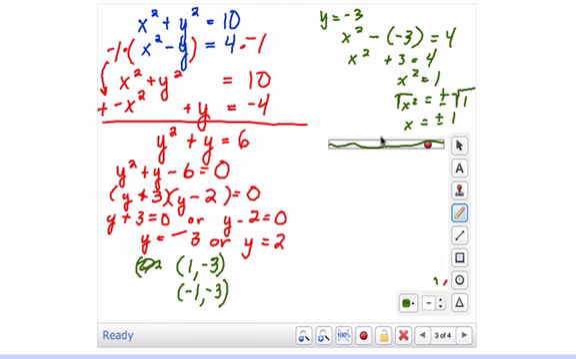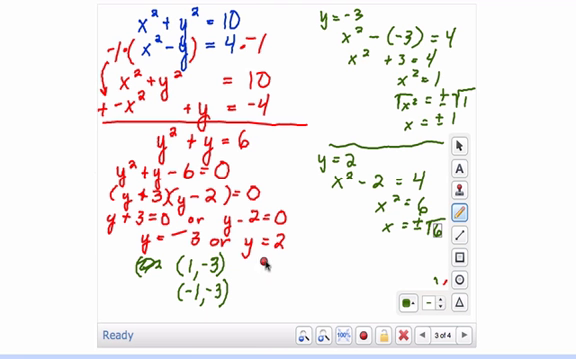But we also want to do the same thing for y equals 2. So we're going to plug that back into one of our original equations. I'm going to do the same one I did before. So x squared minus 2 equals 4. So we add 2 to both sides. x squared equals 6. Square root both sides, so we get x equals plus or minus the square root of 6. We cannot simplify the square root of 6 because it's made up of a 2 and 3. So that's as far as you can simplify it.